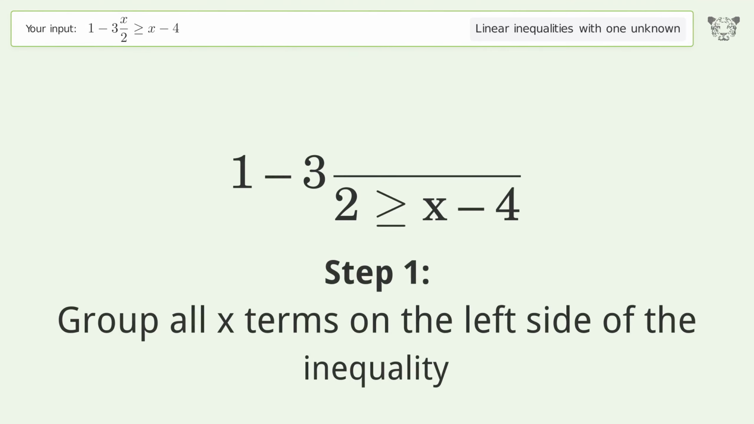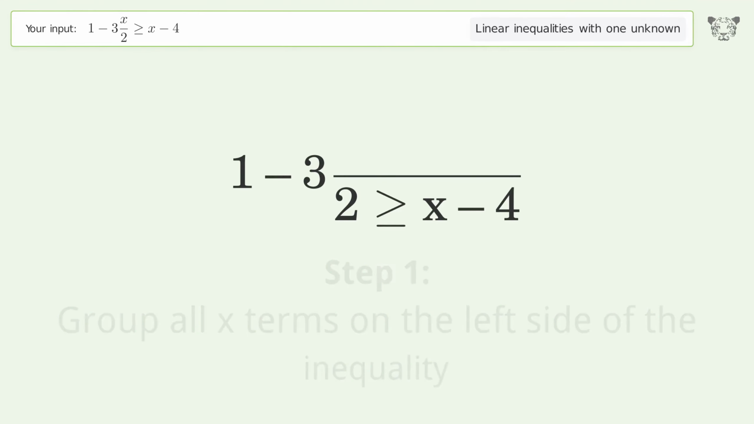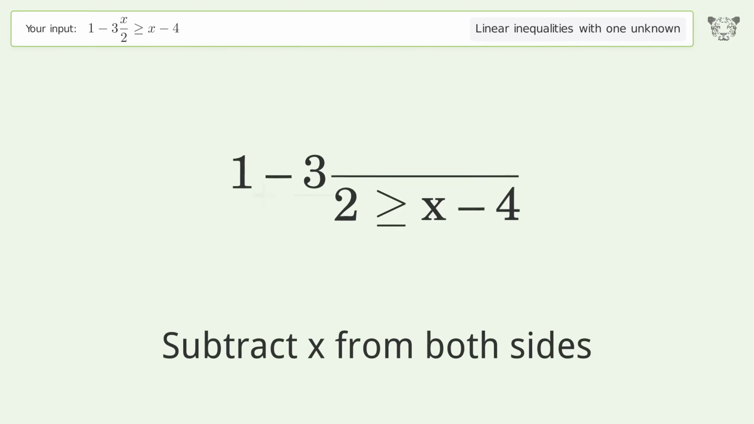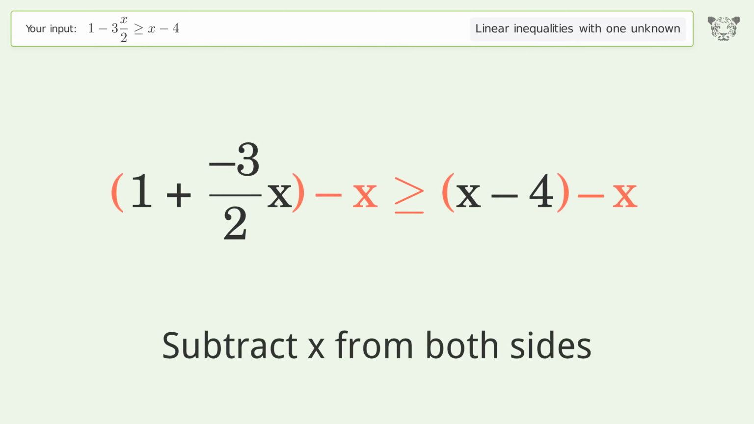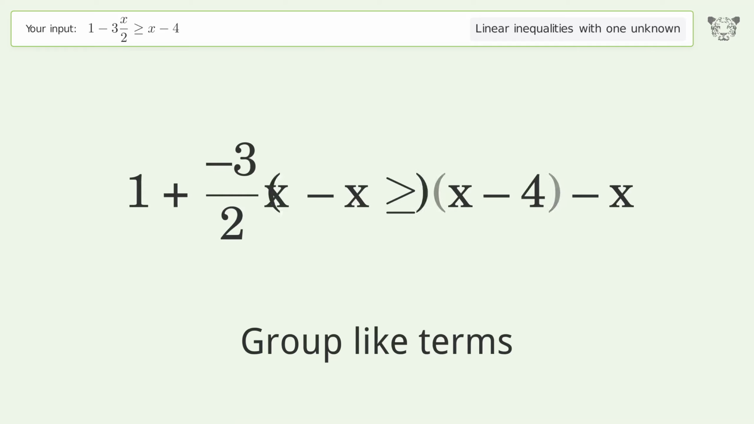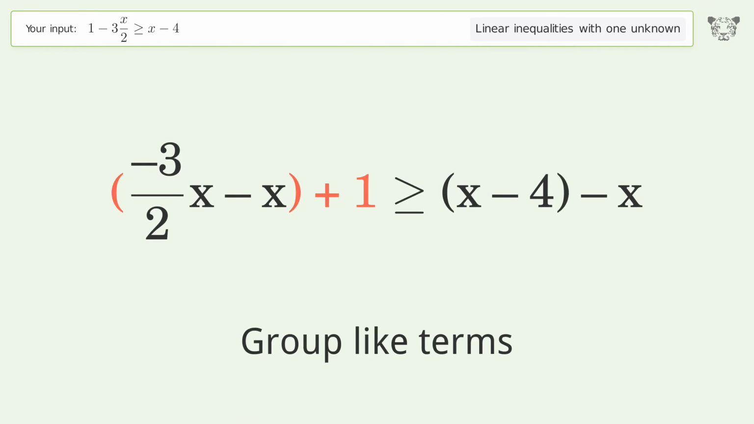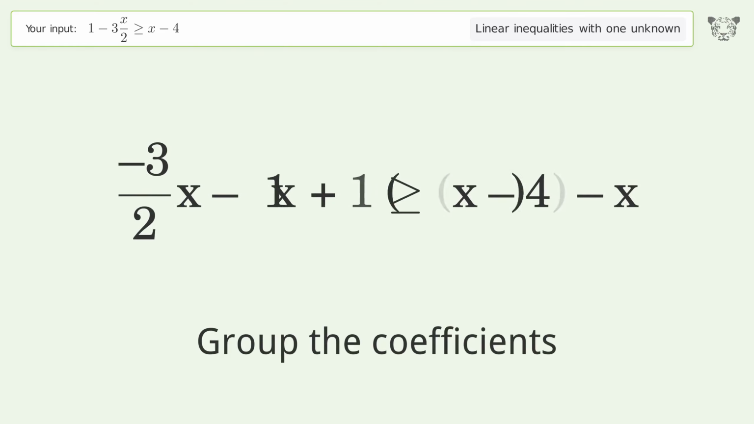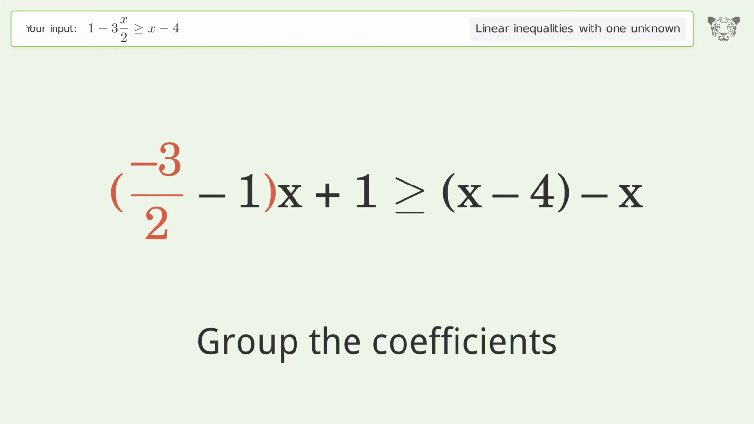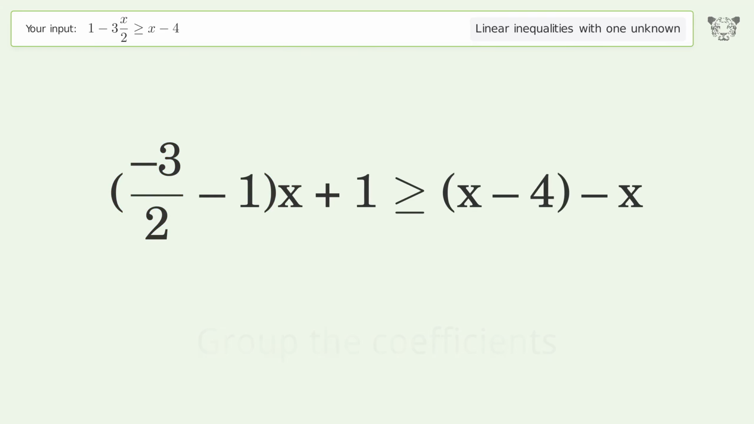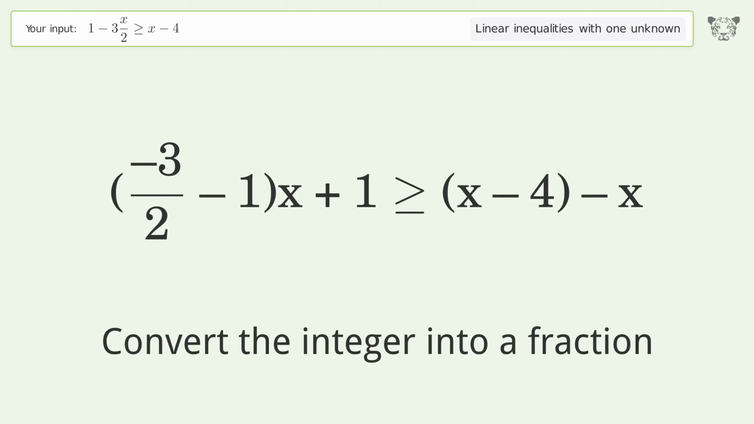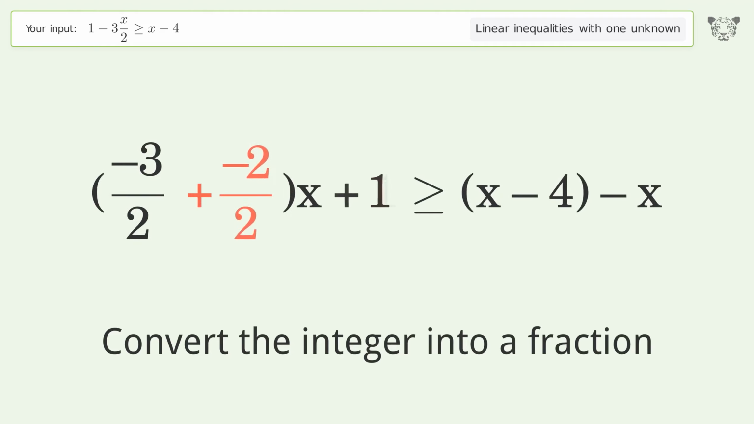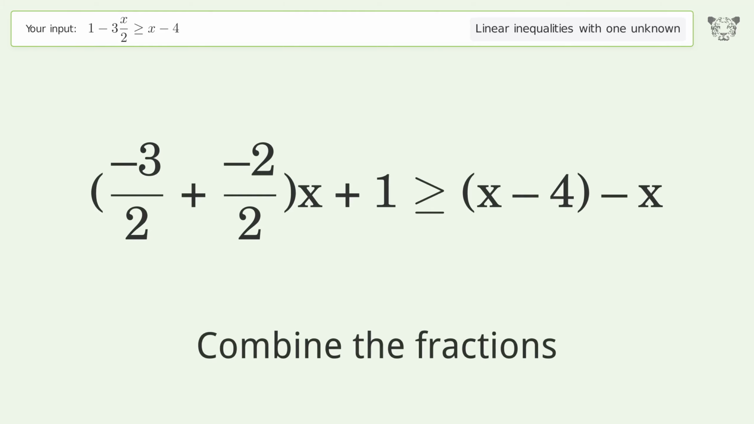Group all x terms on the left side of the inequality. Subtract x from both sides. Group like terms. Group the coefficients. Convert the integer into a fraction. Combine the fractions.